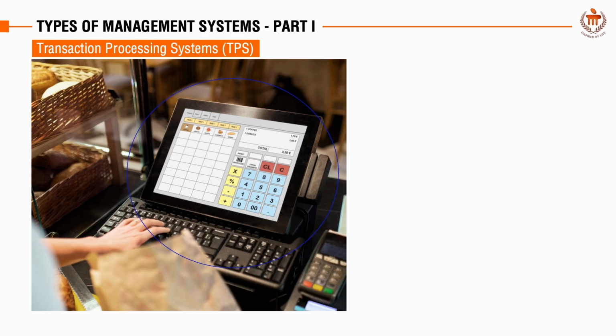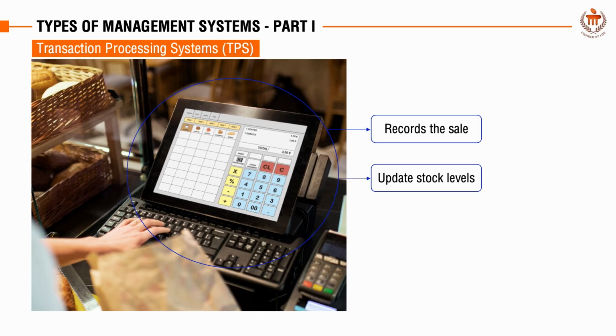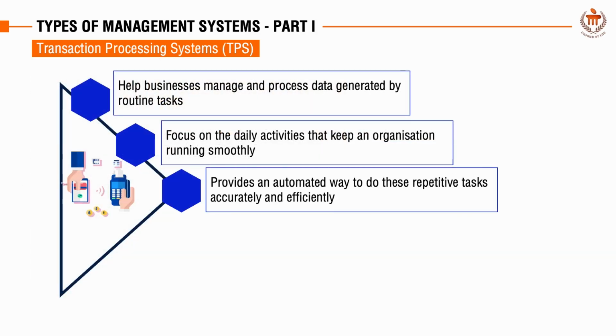When a customer buys something, the system records the sale, updates stock levels, and generates a receipt. Similarly, it might calculate and pay employee salaries or generate bills for customers. All of these tasks are examples of what a TPS handles. TPS provides an automated way to do these repetitive tasks accurately and efficiently.